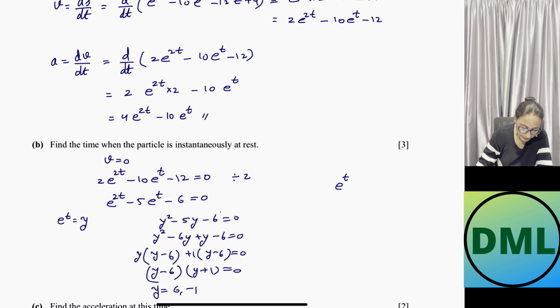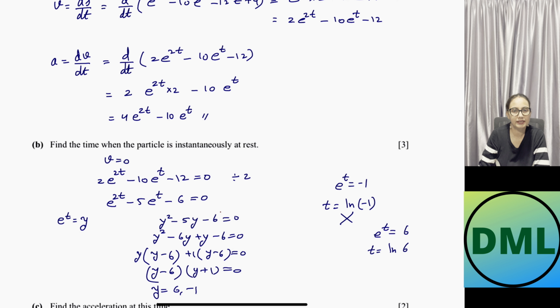If I put e to the power t is equal to minus 1 and write this answer in the logarithmic form, this will be written as t is equal to ln minus 1. Is ln minus 1 possible? No, right? This answer is not possible. Let's see the next part here. e to the power t is equal to 6. If I convert this into logarithmic form, t will be written as ln 6. Your answer will be ln 6. You can keep the answer like this, or convert it into decimal form if you want. Let's see the next part here.